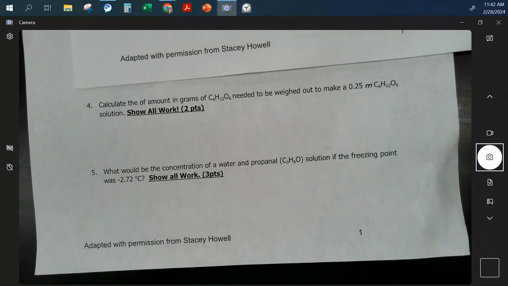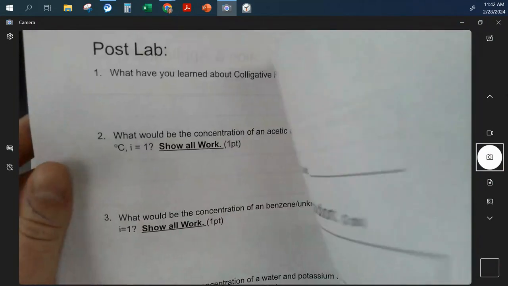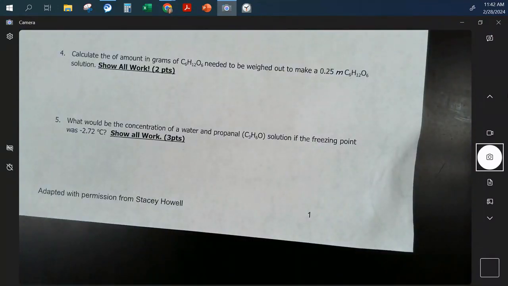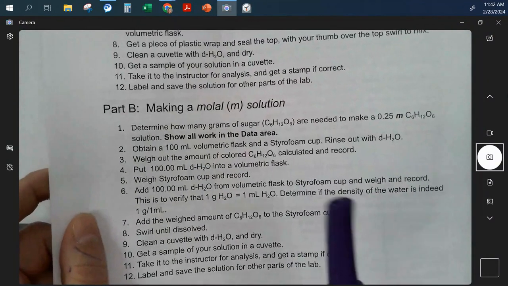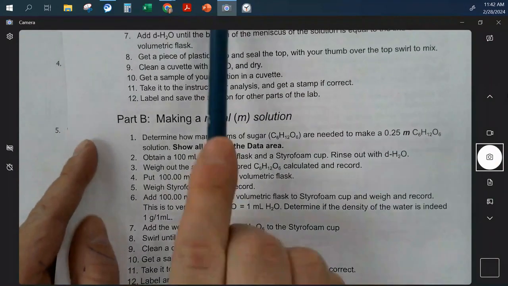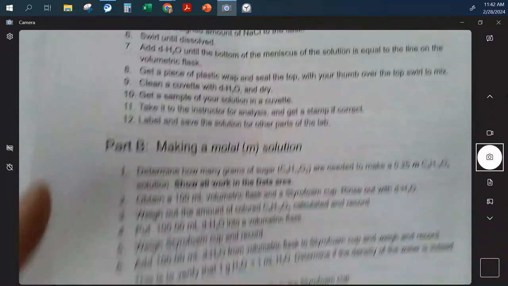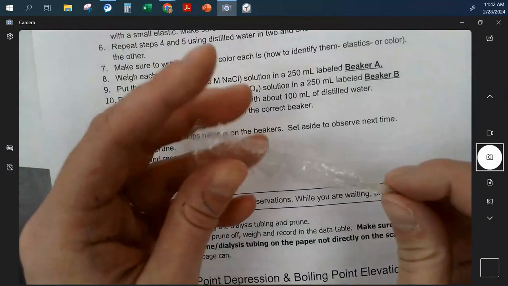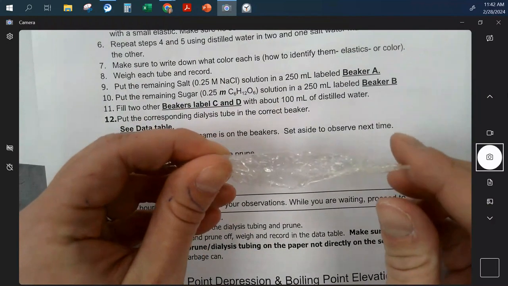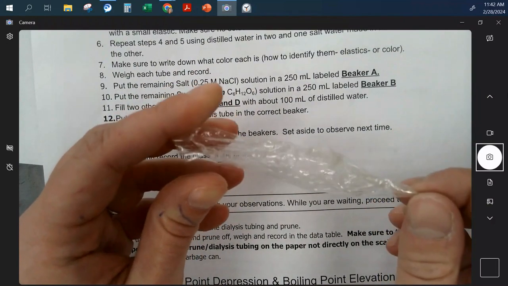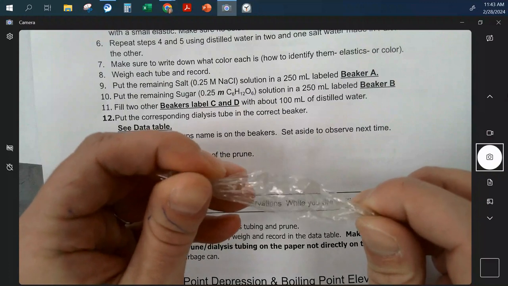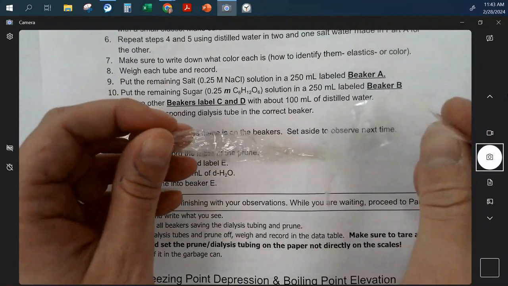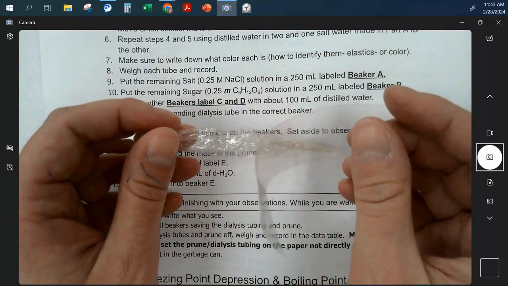All right, so let's talk about the lab. You're going to make your sugar solution in part A, then your salt solution, part A, and sugar solution, part B. Then you're going to make little packets. I'm going to show you how to do this, but you have some dialysis tubing. It starts as a flat piece of paper.